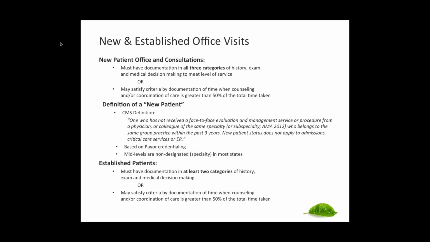So a couple things with the evaluation management section, especially starting with the new and established office visits. We'll talk about these a little bit more in depth as far as just the criteria. But as far as satisfying the new patient, most important, you have to have all three categories, meaning one of history, exam, and medical decision-making in order to even suffice one of the evaluation management codes. And the only thing that can override that is the counseling documentation criteria, which we'll go over just a little bit later.